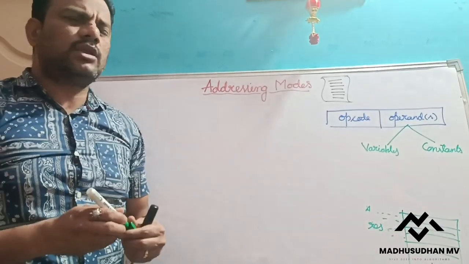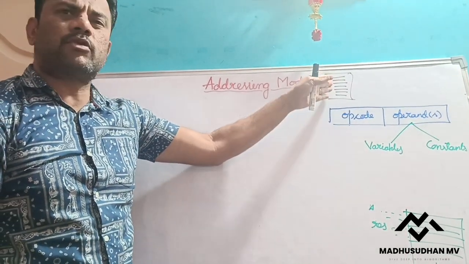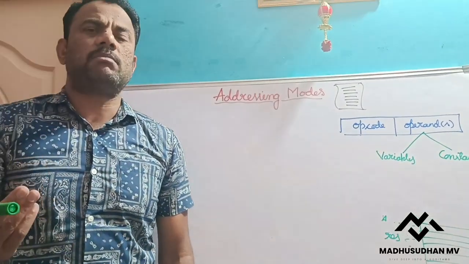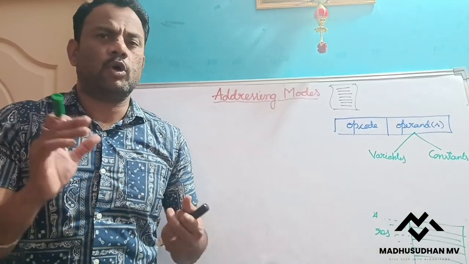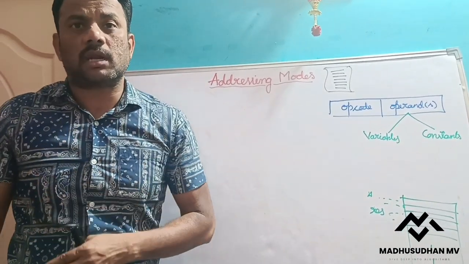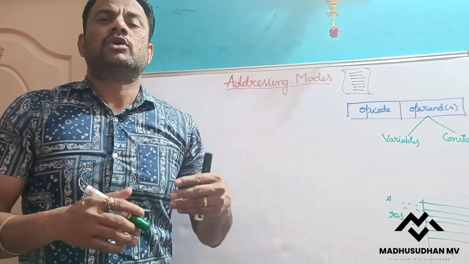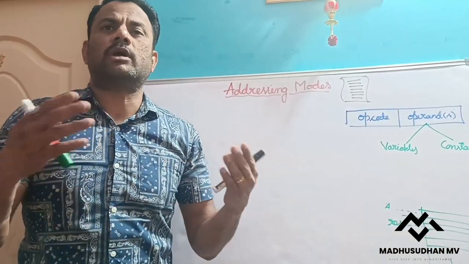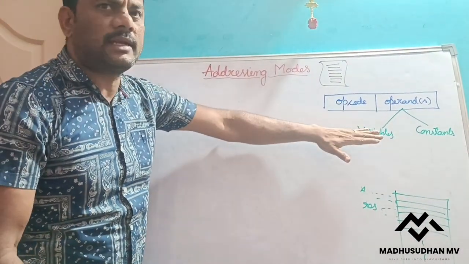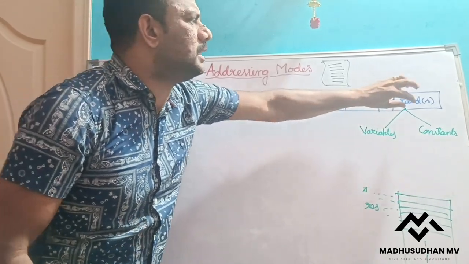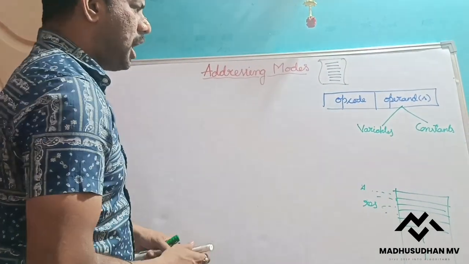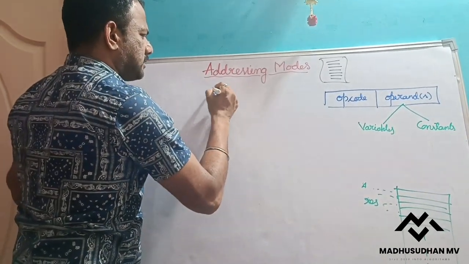Now the question is whether we use only one type of variable in our program. No, we use different types of variables in our program. The variable may be a local variable, a global variable, a pointer variable, an array variable, a two-dimensional array variable, a structure variable, an external variable, a volatile variable, like that. There are many types of variables. Now, how do we specify the different types of variables in the operand place of the instruction? That is the problem.